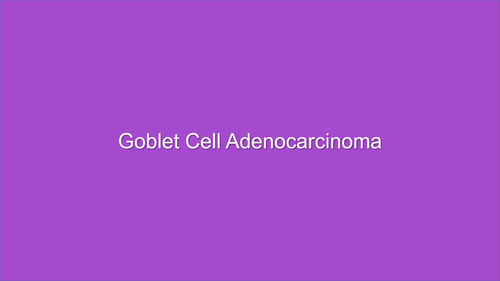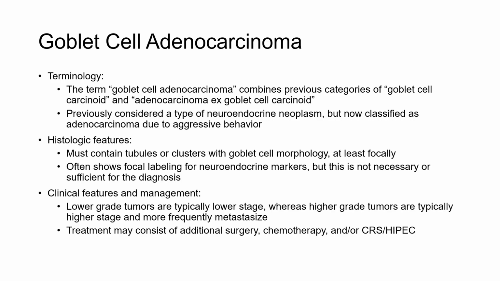And now for the last section of this talk, I'd like to very briefly discuss goblet cell adenocarcinoma. The term goblet cell adenocarcinoma combines previous categories of goblet cell carcinoid and adenocarcinoma ex goblet cell carcinoid. Essentially, this is an amphicrine-like tumor, so it's going to show features of adenocarcinoma and of a neuroendocrine neoplasm. This was previously considered primarily a type of neuroendocrine neoplasm, but now is thought to be more biologically similar to an adenocarcinoma, as it can behave aggressively.